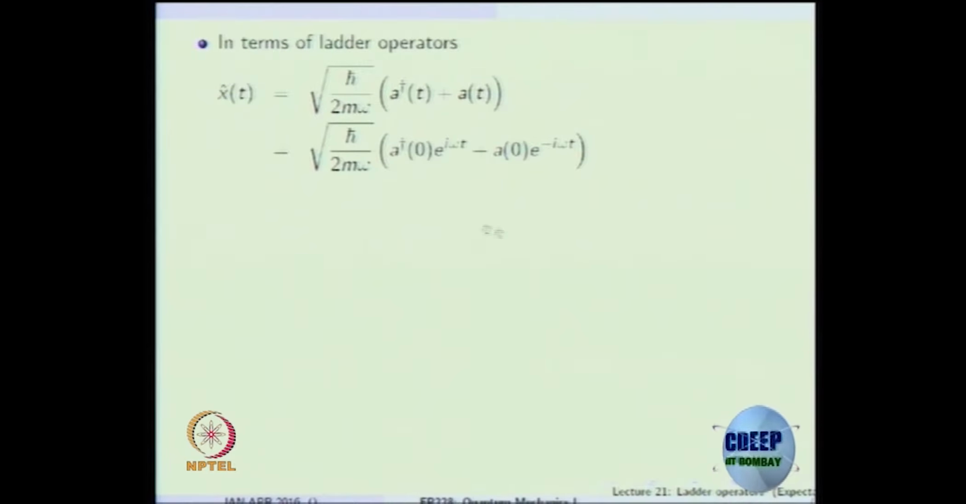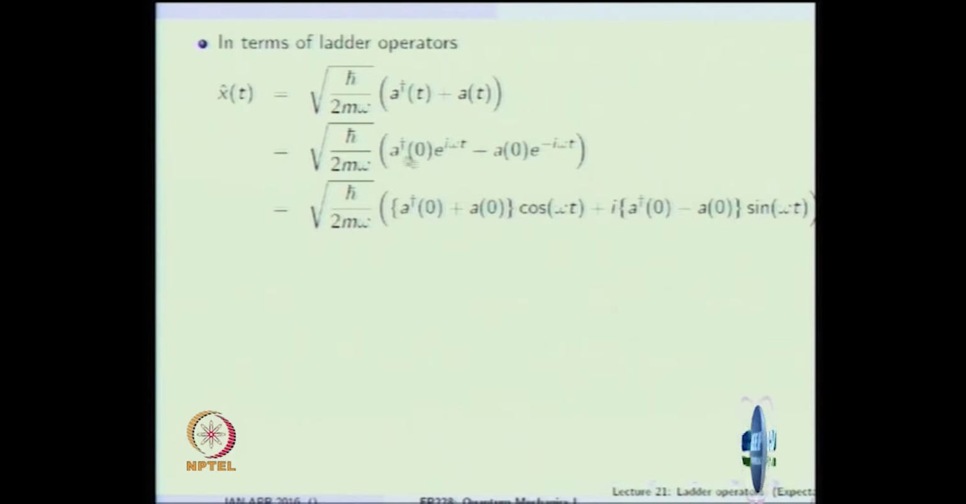What else can we do further? You can write this exponential of I omega t as cos omega t plus I sin omega t. So do that. So you will have a dagger plus a of 0 with cos omega t, and you will have an a dagger minus a of 0 with sin omega t. This term is similar to the first one at t equal to 0, so you can write it as x of 0. What about this term? This will be proportional to the p of 0.